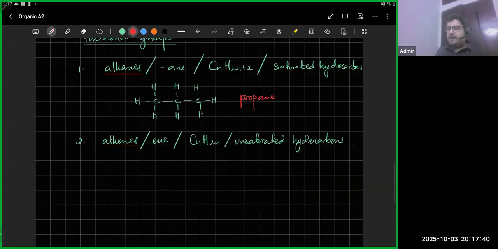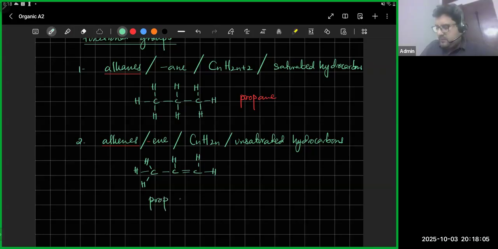So how do you name alkenes? The suffix is going to be -ene. So for example, I've got a molecule. This one is going to be called propene. You don't actually have to number it, but you can number it. It's going to be called prop-1-ene. You're going to count from the side that gives the smaller numbers.